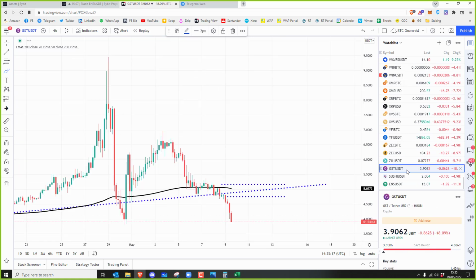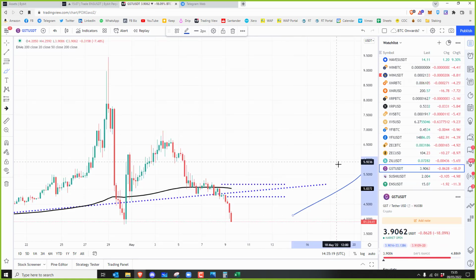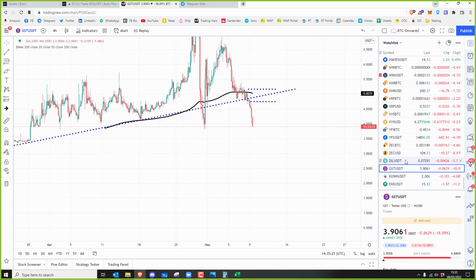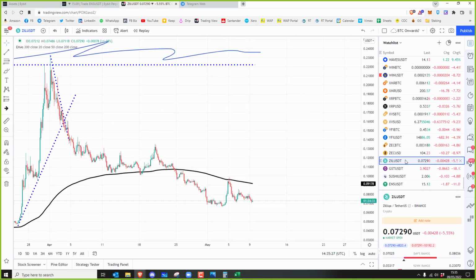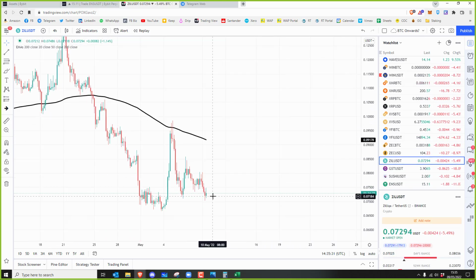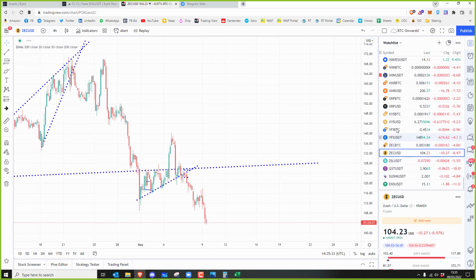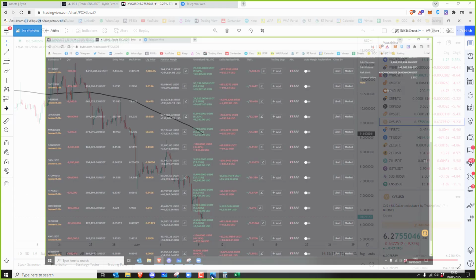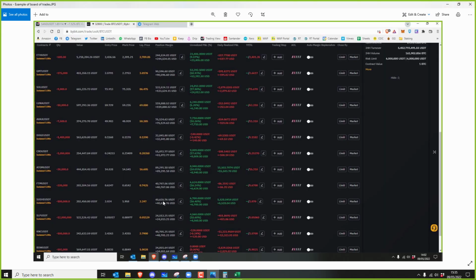Sushi is also dying. GST, that's the utility token for Stepn. I really want to short this to 0. I think this is going to be utter bullshit moving forwards. ZIL looking a bit weak. I think I'm alright for now.